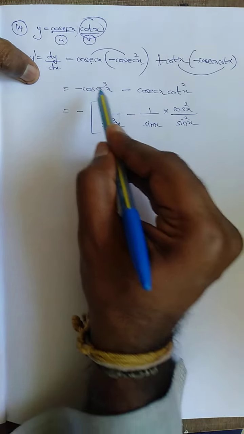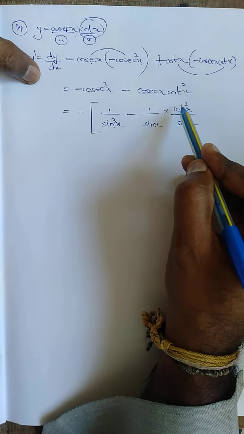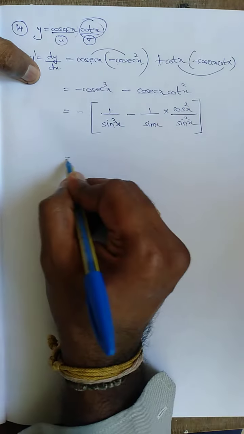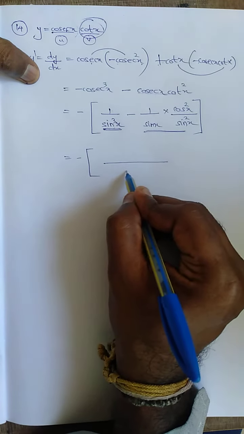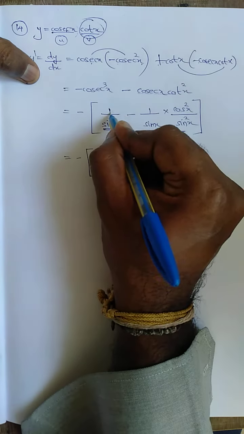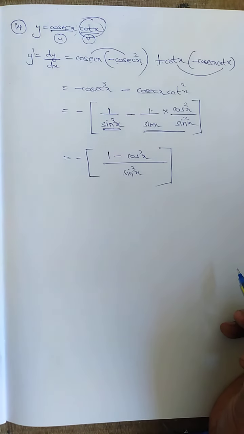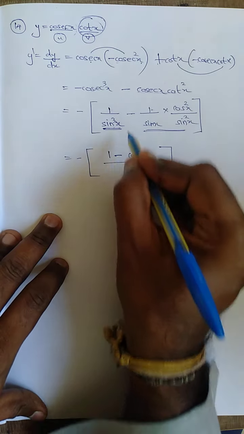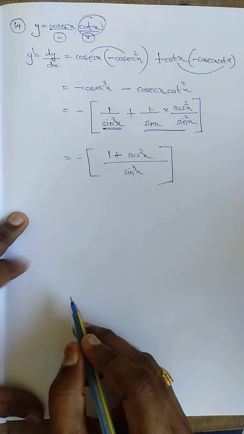You can understand, I think so. Cosecant, I can write as 1 by sin. Cot, I can write as cos by sin. If you are going to see, the LCM is going to be the same, sin cube x, so I can put only one sin cube x, close the bracket, 1 minus 1 into cos square x, 1 minus cos square x. This minus will not come, sorry, minus I moved outside, so it becomes plus. So this is the required answer for this sum.